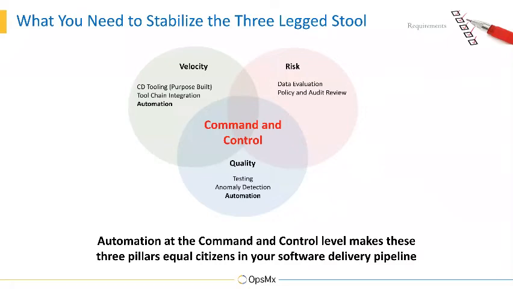Again, I think it's fairly straightforward in terms of stabilizing that three-legged stool. We have to manage velocity, risk, and quality, right? So we have to have a command and control layer that sits over our pipelines and allows us to make sure that from a velocity perspective, we have the CD tooling, the purpose-built CD tooling.